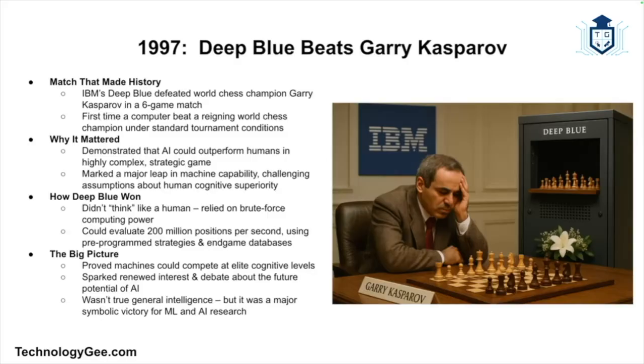Well, it showed that AI could beat the best human in a complex game. And Deep Blue didn't just think like a human, it used brute force and strategy, but it was proof that machines could win in elite level cognitive challenges, and that turned heads once again.